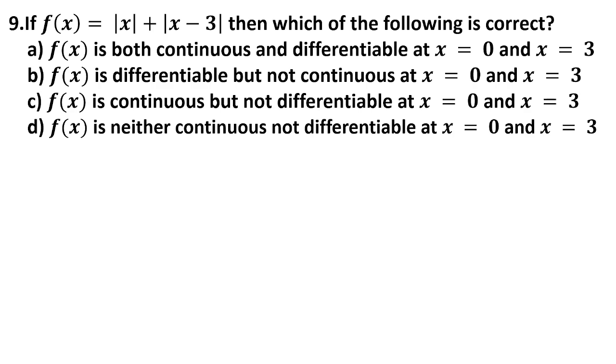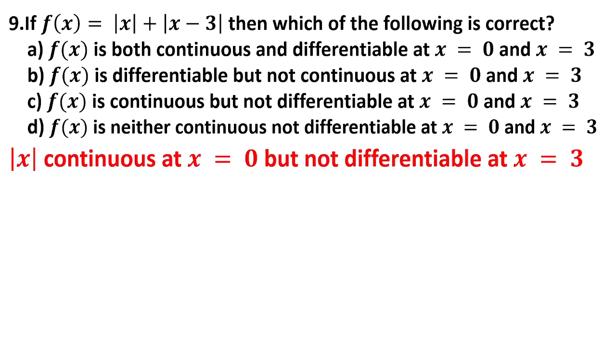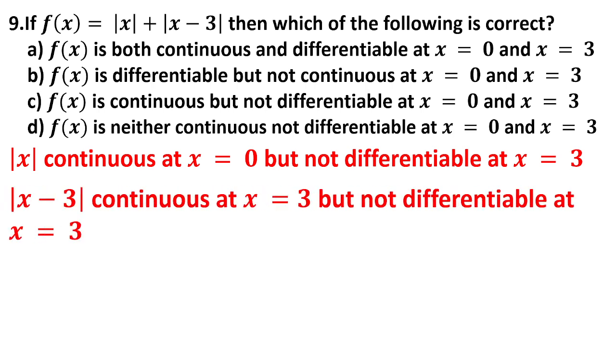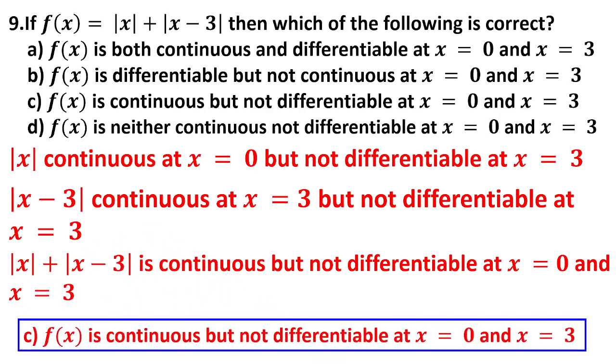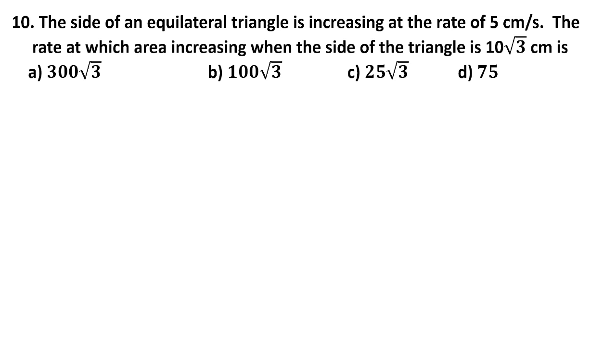Therefore, by using that idea, we know that modulus x is continuous at 0, not differentiable at 0. Then mod x minus 3 is continuous at 3 but not differentiable at 3. Therefore, when you add them, it is continuous but not differentiable at x is equal to 0 and x is equal to 3. Therefore, option C is the correct option. Therefore, remember about this mod x. Go to question number 10.